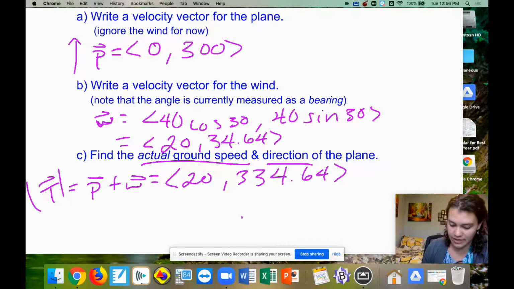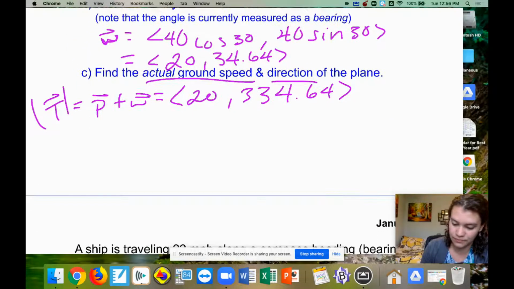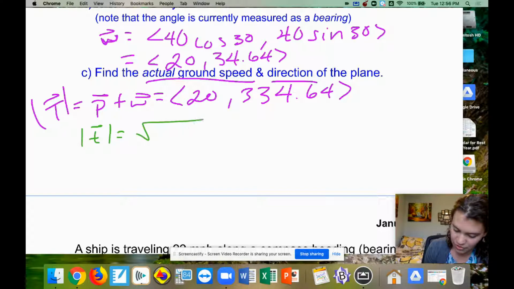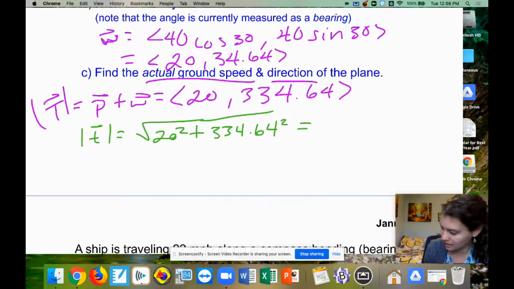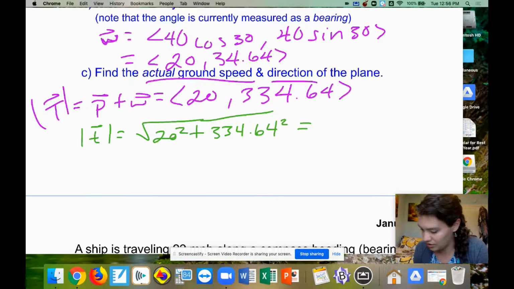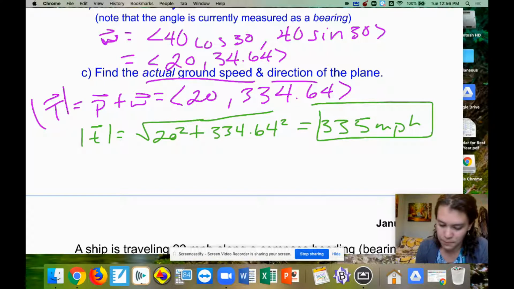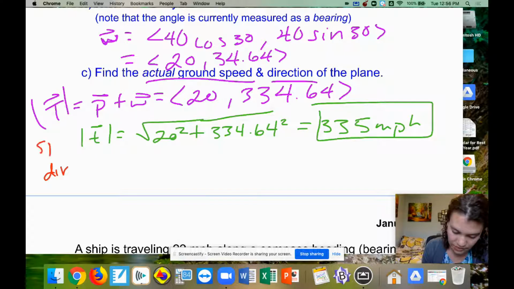So if we want to find the magnitude, or our speed, we want the magnitude. So 20 squared plus 334.64 squared. Take that square root and you'll end up getting about 335 miles per hour. Now we need to find the direction. So your direction, this was your speed.